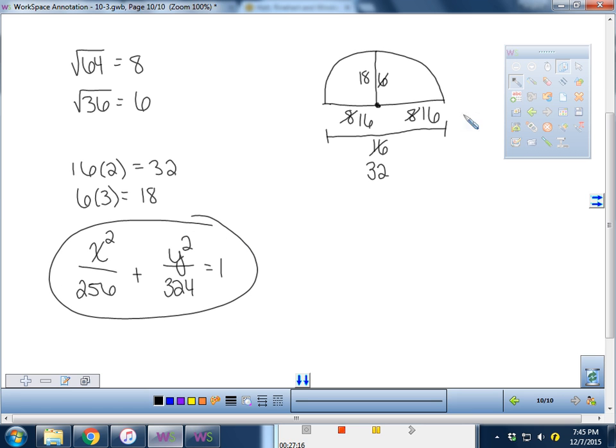Not that bad. Just be very careful on the across part. Don't square the entire thing, because that number underneath is just from the center to the side. Okay? And that's all I've got for you.